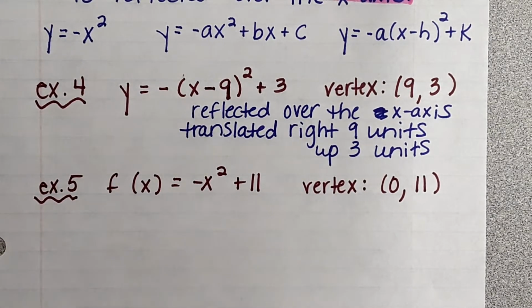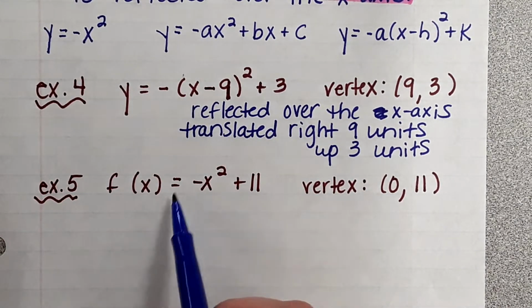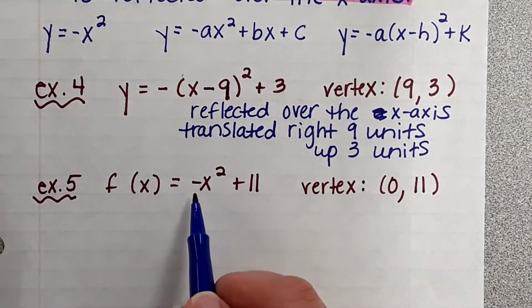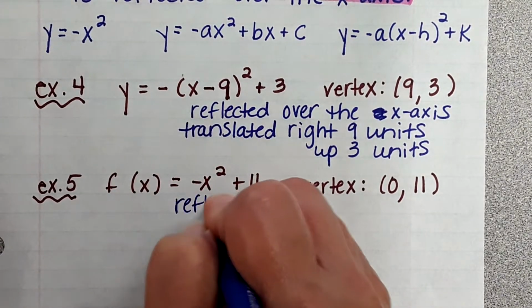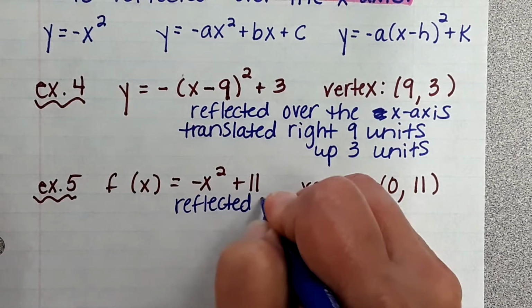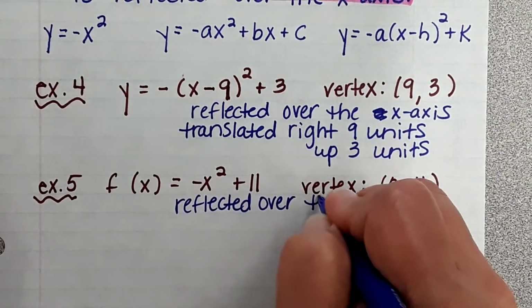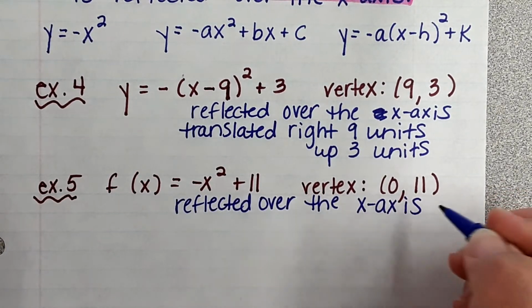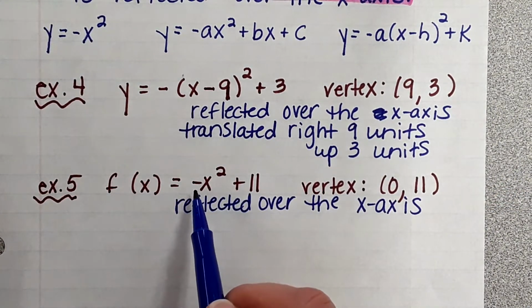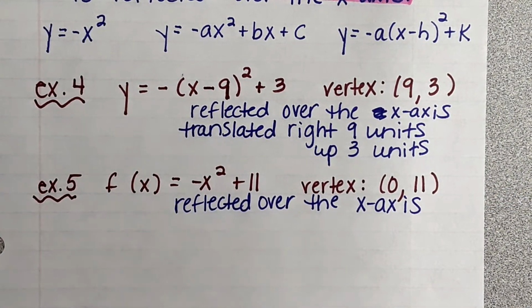Now let's talk about the transformation. After the f of x, and after the equals, what's the first thing you see? A negative. That means it's reflected over the x-axis. It will always be reflected over the x-axis. And it only happens when the first thing you see after the equal sign is a negative. If you don't see a negative, then it's not reflected over the x-axis.